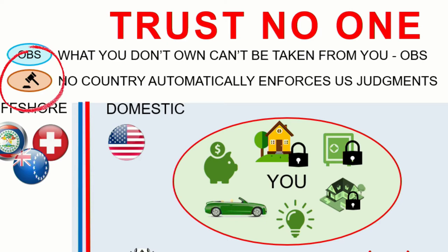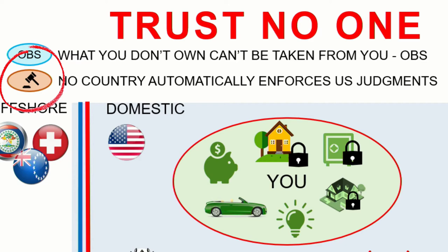No country automatically enforces U.S. judgments. The second mechanical rule. And that's a rule that features a judicial gavel to symbolize that you've taken away the judge's jurisdiction. You've changed the battleground. There's an easier way to say it. You've chosen where to fight. You've chosen the rules. You might want the Cook Islands. You might want Belize. You might want the rules of some other country. Well, you can do that if you've set up a proper structure. You get to be in charge of the game.